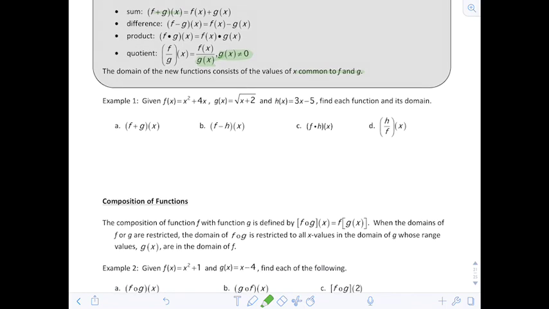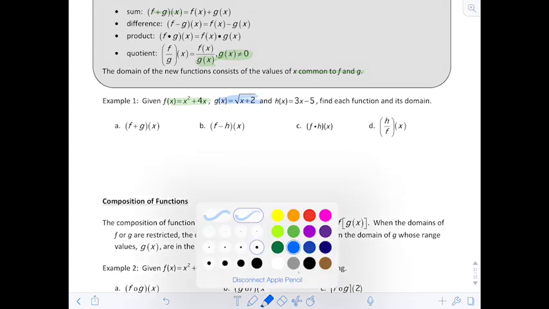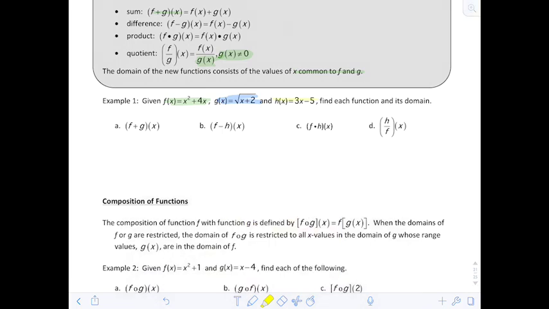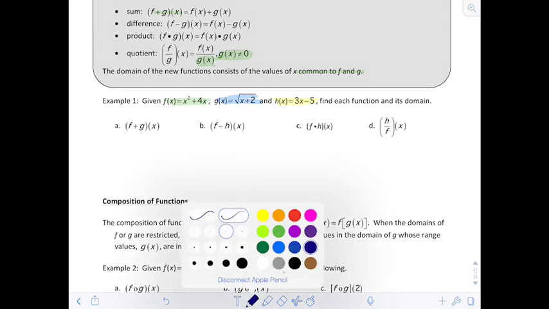Okay, example 1, we are given f of x to be x squared plus 4x. So g of x is the square root of x plus 2, and h of x is 3x minus 5. So we have 3 different functions. We want to find each new function combination and its domain. So we're going to look at the first one.